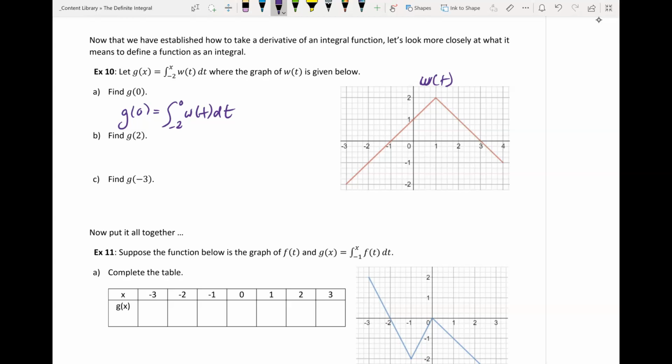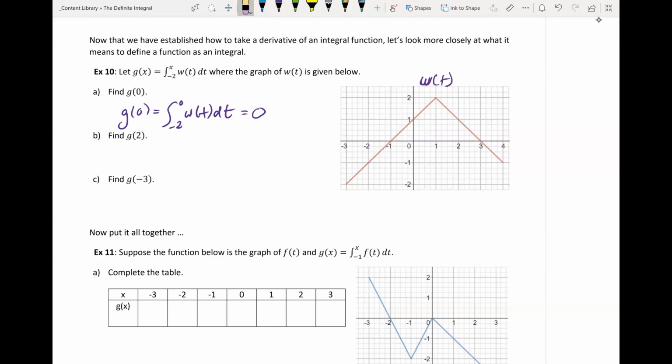So we're finding the area between -2 and 0. Now if you look at these two triangles, they have the same area. When you're below the x-axis, this will be negative. When you're above the x-axis, this will be positive. So when you add the two areas together, you will get 0.